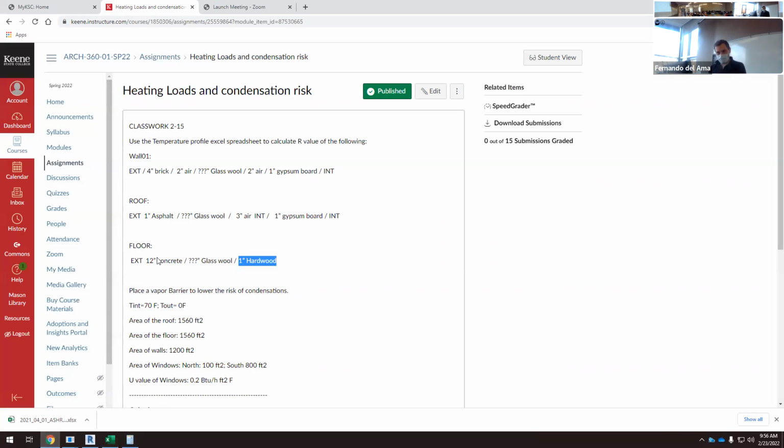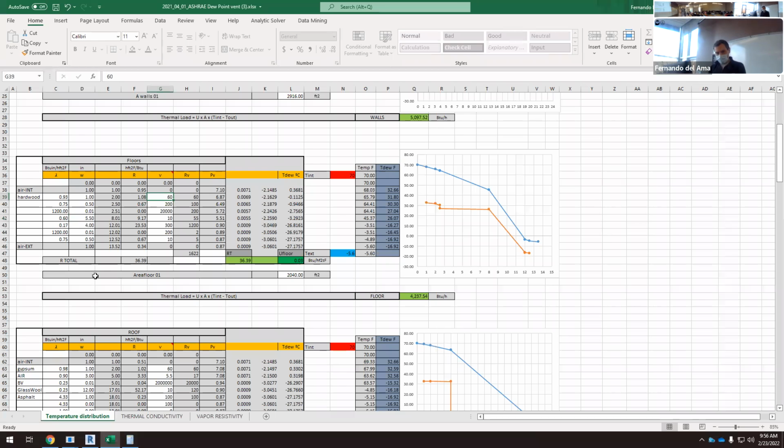Then thermal insulation, glass wool. We don't know the width yet, and for the glass wool, thermal conductivity is 0.23. Vapor resistivity, where is it? 10.